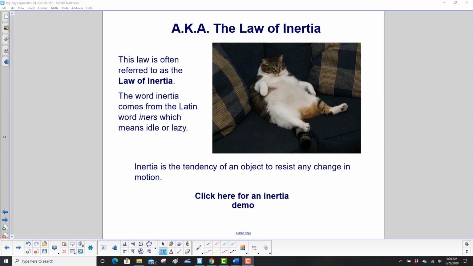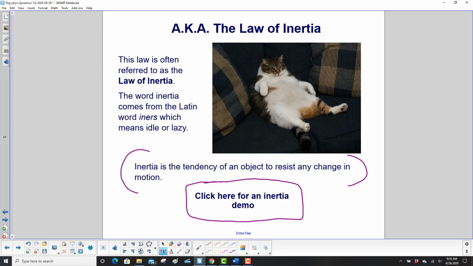The first law is also known as the law of inertia. The word inertia comes from the Latin word iners, which means idle or lazy. Another definition here, inertia is the tendency of an object to resist any change in motion. So if the object's at rest, inertia will help keep it at rest. If it's in motion, inertia will keep that motion going. And here is an interesting demo that you can click to illustrate the principle of inertia.